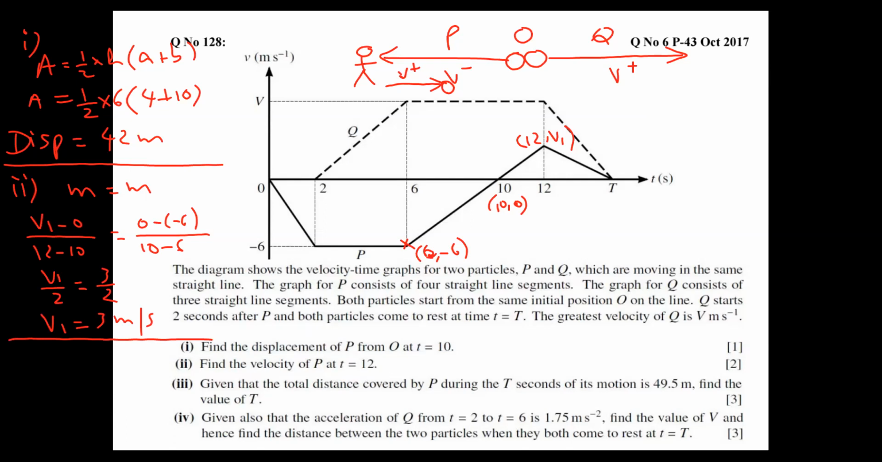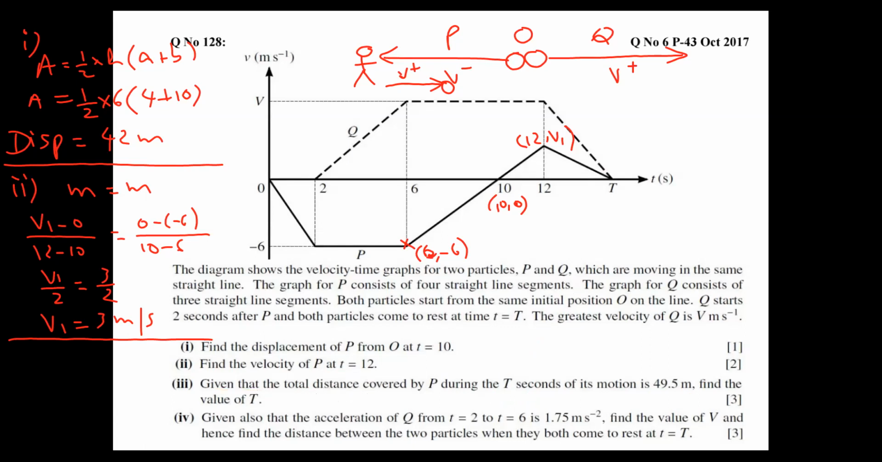Now I'll go for the important point. Given that the total distance traveled by P during the t seconds, t seconds meaning this t second, during the motion is 49 meters. I repeat, total distance, it did not say displacement, distance.